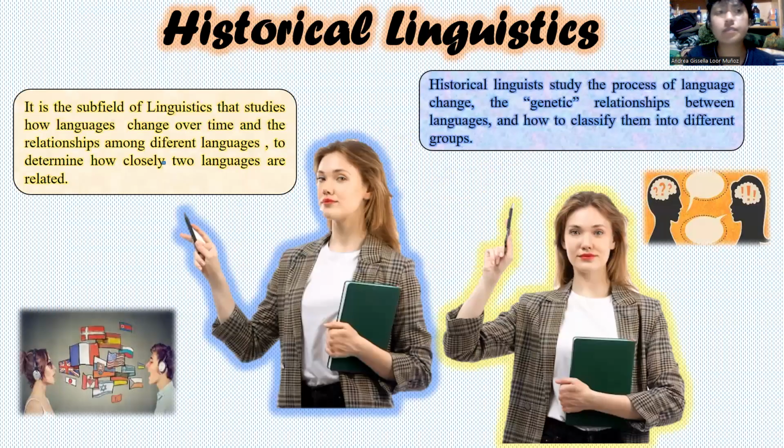Historical linguistics is the subfield of linguistics that studies how languages change over time and the relationships among different languages to determine how closely two languages are related. Historical linguistics studies the process of language change, the genetic relationships between languages, and how to classify them into different groups.